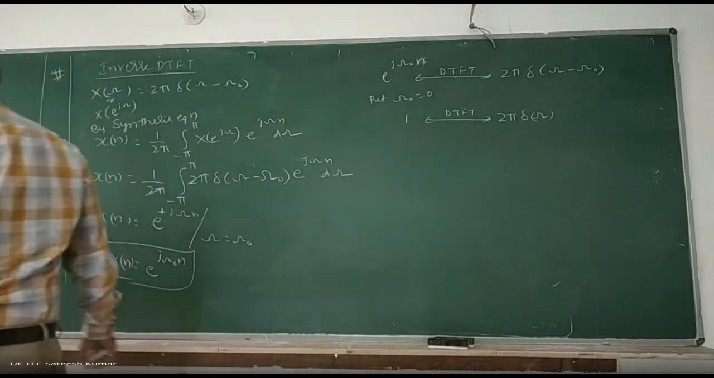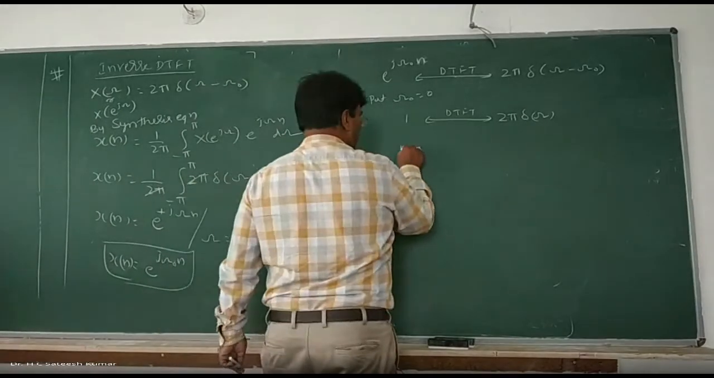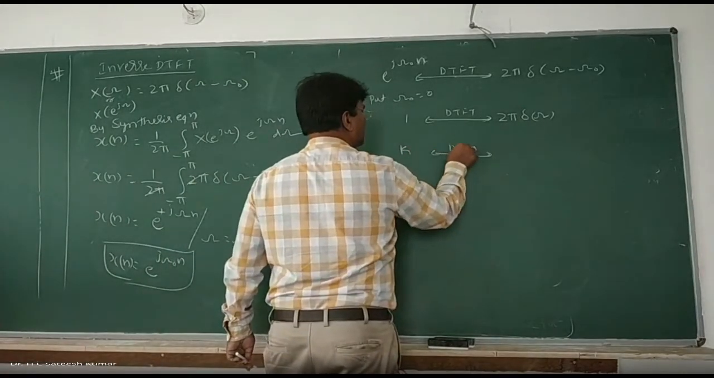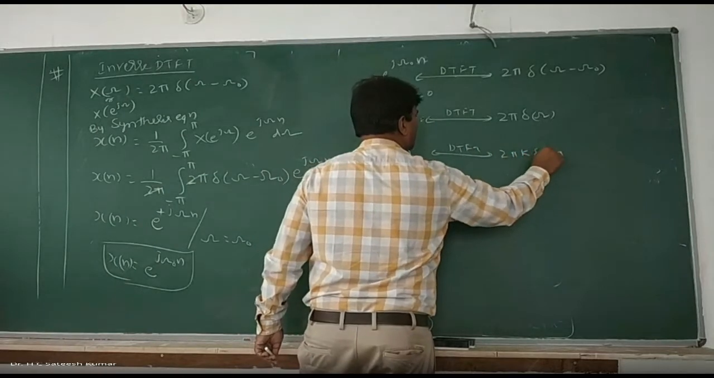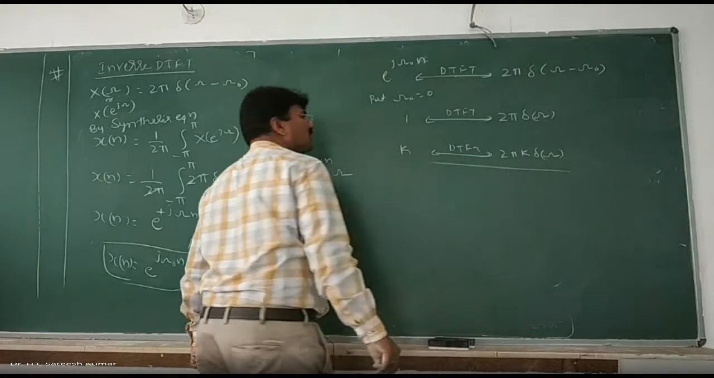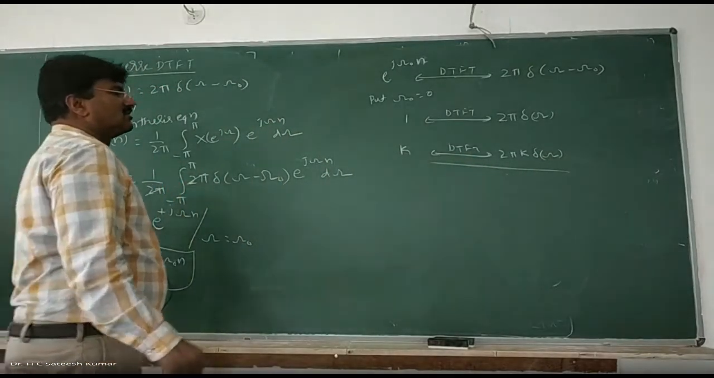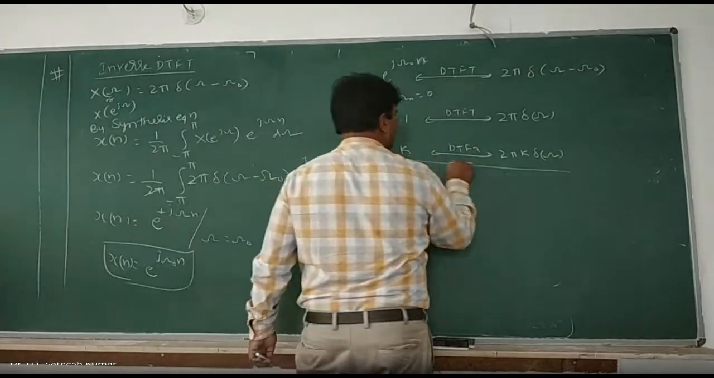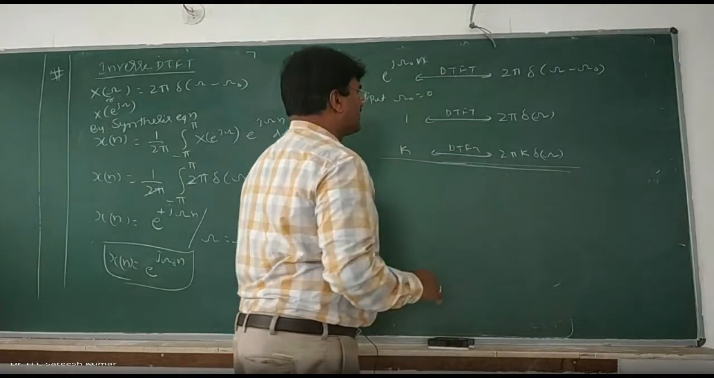Let us say if you have some constant k. So instead of 1 you multiply by k. K has DTFT 2 pi k into delta of omega. So this is a very, very important relation. You'll come across it, and I am going for more analysis of this later. For the time being, I can say this.